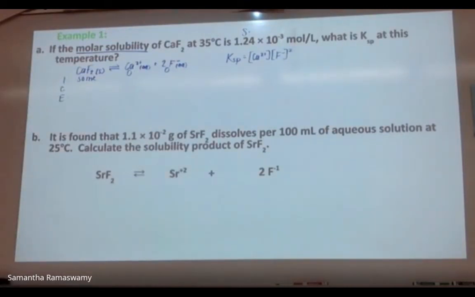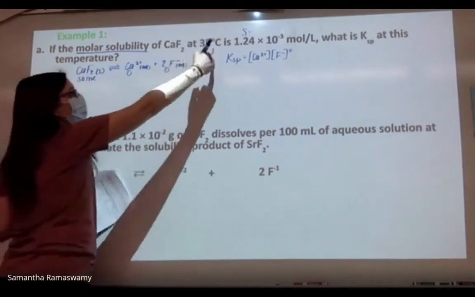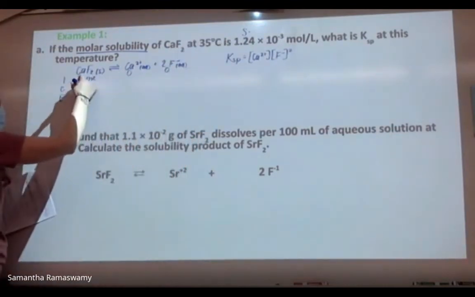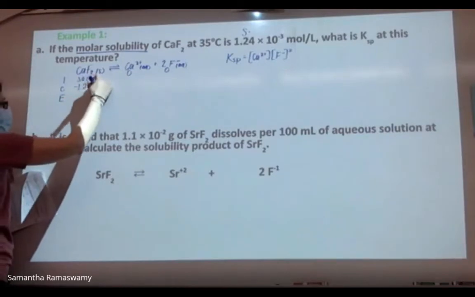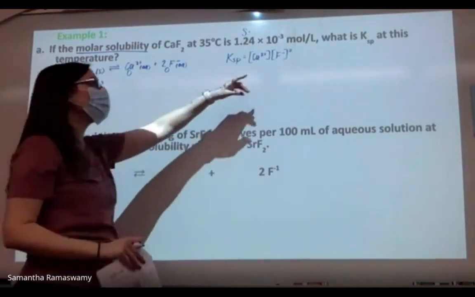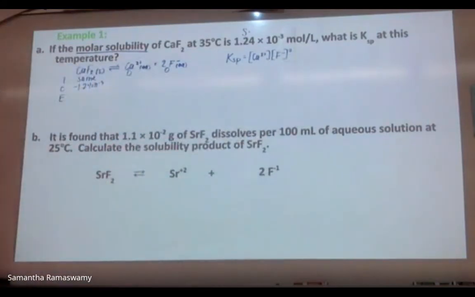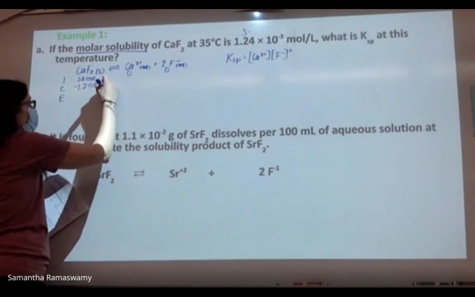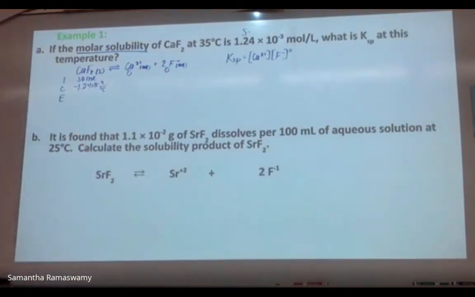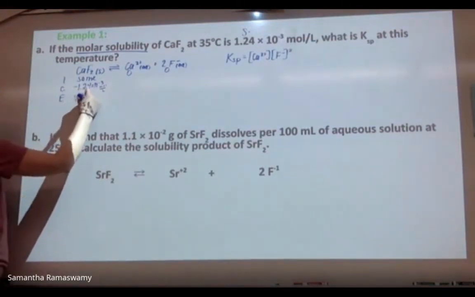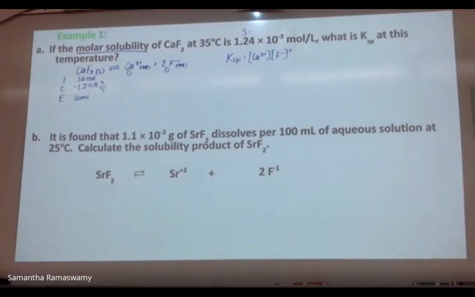If the molar solubility, that is how much dissolves. That is how much dissolves. So this, in my change, 1.24 times 10 to the negative third. See how it's moles per liter? Remember in an ICE table we need molarity. It's moles per liter. So we have 1.24 times 10 to the negative third dissolve. And at equilibrium for the solid, we have some. Right? Doesn't matter how much we have. What matters is how much solid dissolves.